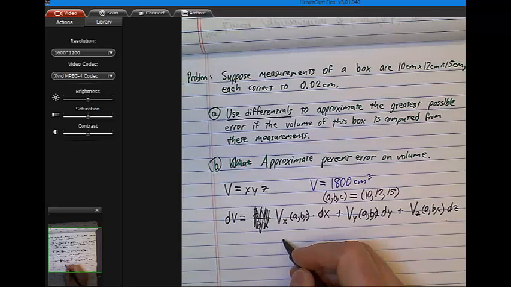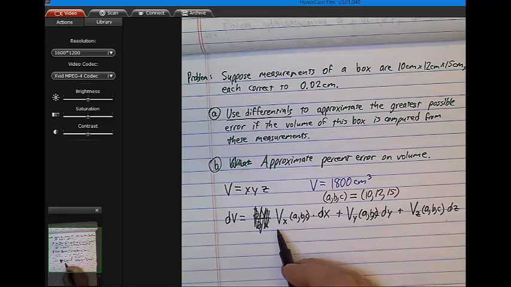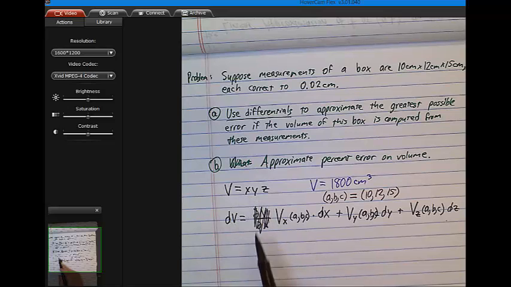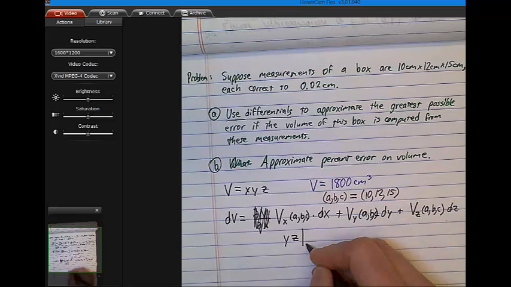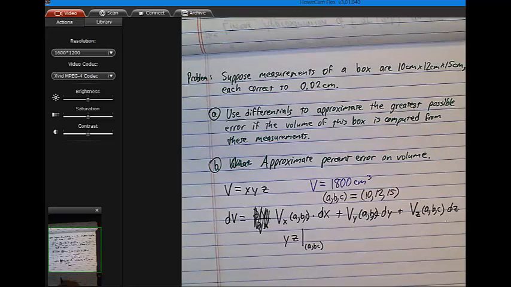So how does this work? Well, what is Vx? Well, that means we're going to treat y and z as what? As constants. So you have a constant times x. So what's the derivative going to be? yz, evaluated at, again, ABC, times dx.